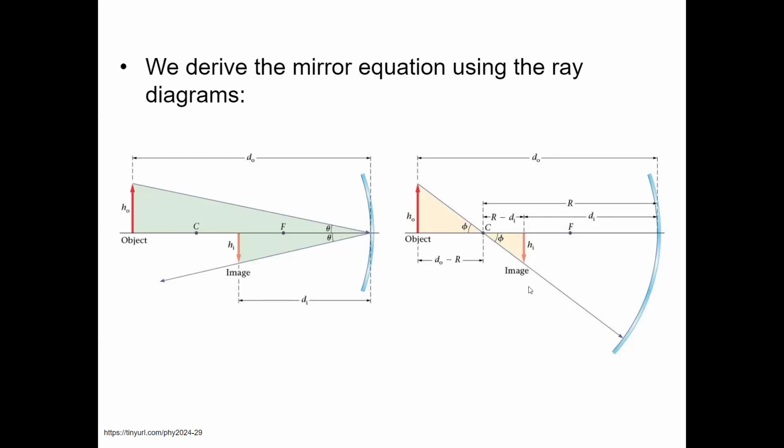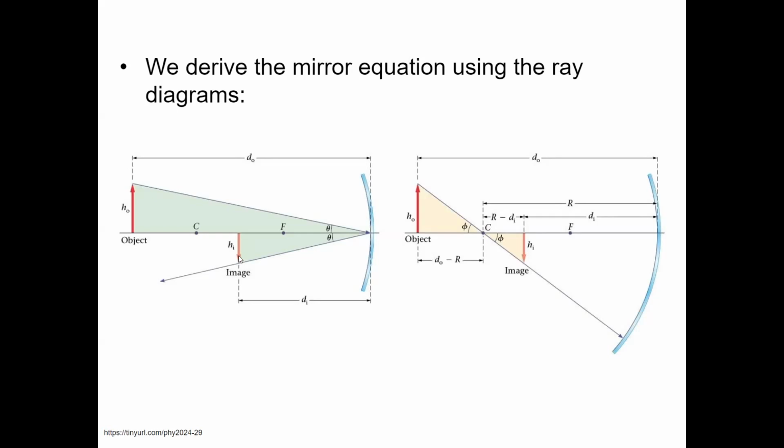Now let's take a look at the mathematical relationship between the distance of the object and the distance of the image. Take a look at the left figure here. If this is your object with a height of HO, the height of the object, and you are beyond the center of curvature, away from the mirror, then your image should be somewhere here, as we discussed earlier. It should be a shrunken, real image over here.